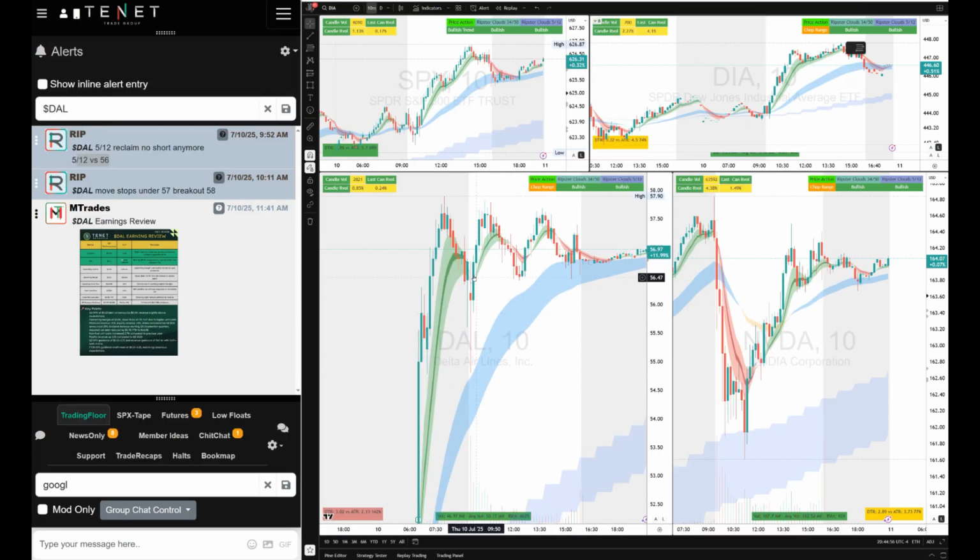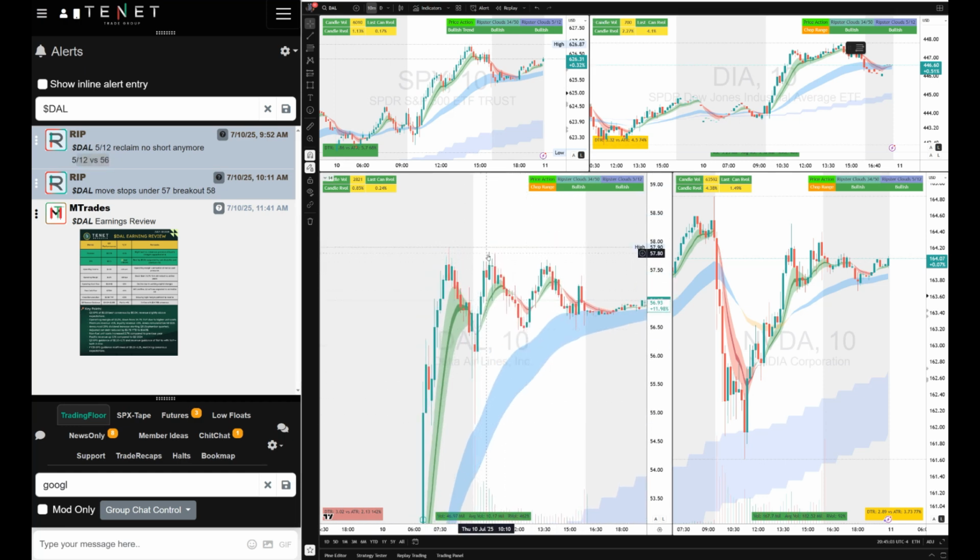So you see the 512 curl, you take the curls, put your stops at 56. And we were looking for the 58 breakout. You could make like $1.50 here, but we never broke out. Double top, you get out here. So that was Delta Airline. Let's look at the next one.